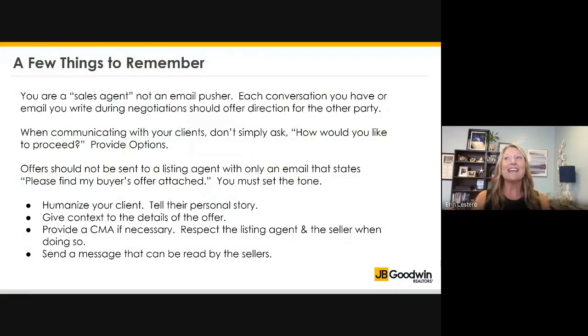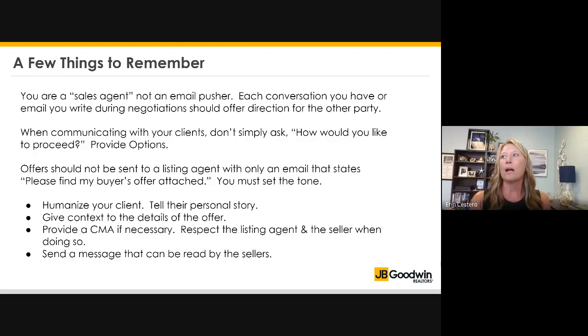All right, a few things to remember. You are a sales agent, not an email pusher. So I can't tell you how often I've been on the listing side, and it drives me nuts that all I get from a buyer's agent is attached, find the offer. What on earth does that do for us representing our client? So each conversation you have or email you write during negotiations should offer direction to the other party.